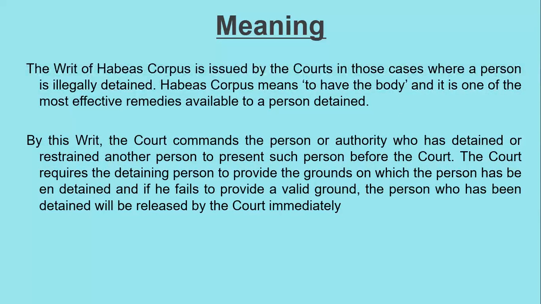Okay, then we have the 5 kinds of writs. That is habeas corpus, mandamus, certiorari, quo warranto and prohibition. So let's start with the first one, that is habeas corpus. The writ of habeas corpus is issued by the courts in those cases where a person is illegally detained. Habeas corpus means to have the body, and it is one of the most effective remedies available to a detained person. Habeas corpus is the most important writ.